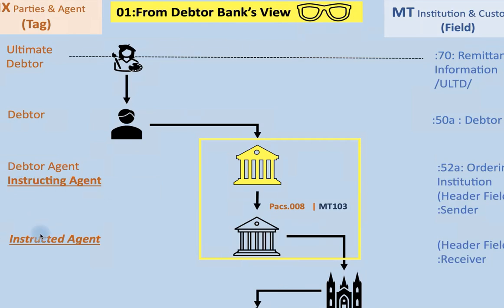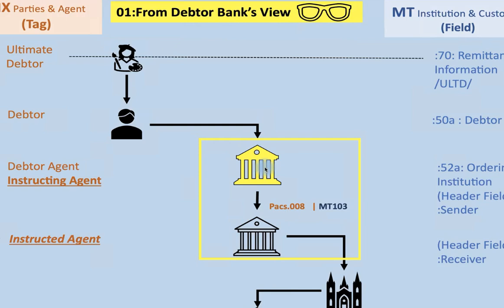These agents come in the message used, that is the pacs.008 in MX, and in MT it is called the header, and in the header field as sender and receiver. So these change, and it contains the bank first, that is the debtor bank, and the bank second, that is the intermediary agent in between. So it is instructing agent sending to the instructed agent. We call it the debtor view.